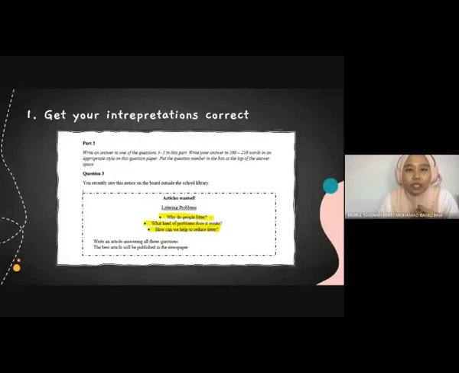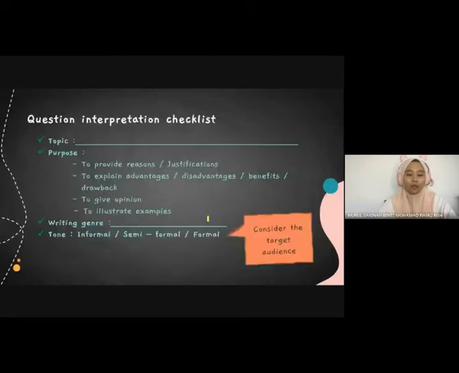That is why interpretation is important, so that you can hold the reader's attention there. Okay. So this is the checklist, the checklist that you might want to refer to as you read the question.